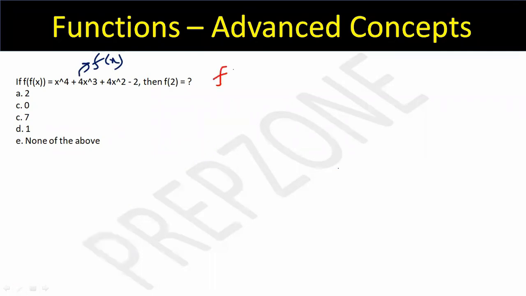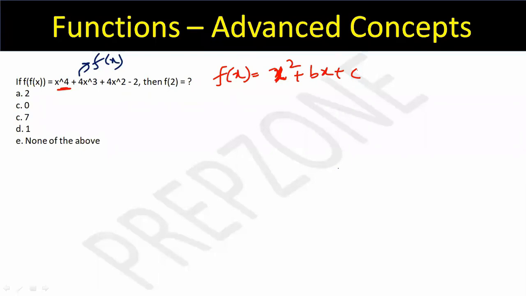Now, we'll have to make some hints here, right? What could f of x be? By visualization, we can say if f of f of x is a power 4 equation, so f of x will be a square equation, right? And I know that the coefficient of x square has to be 1 because here the coefficient of x to the power 4 is 1, right? So let's say this is x square plus some bx plus c. This is the general thing that should definitely click us when we're trying to solve this question.